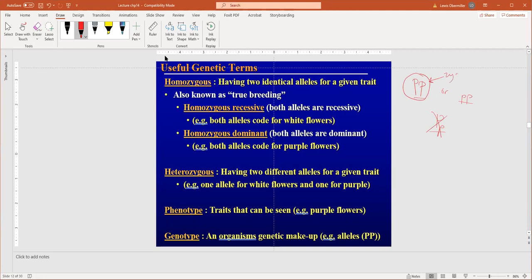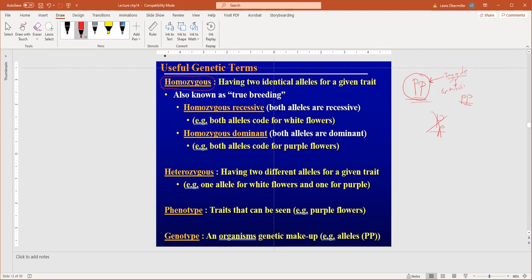And the reason we refer to it as zygous is because everyone starts as a fertilized egg. Everyone starts as a zygote. So whatever that zygote is, every cell that comes from that, from mitosis, is exactly the same genetically. Does that make sense? So that's why we call it homozygous. It's the same in the zygote.